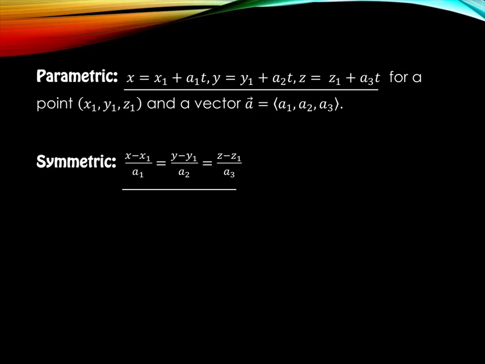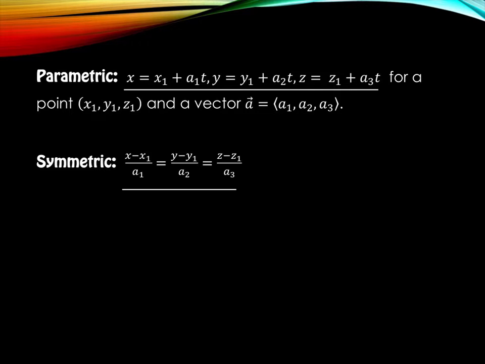These are the 2 different forms, I guess, for these lines. Parametric looks like x equals x1 plus a1t, y equals y1 plus a2t, z equals z1 plus a3t. And these are for the point x1, y1, z1, because we need a point, and we need direction. So the direction vector is a1, a2, a3. And if you're given 2 points, you could create that vector, which I think we have an example that's going to do that, and then do the same thing.